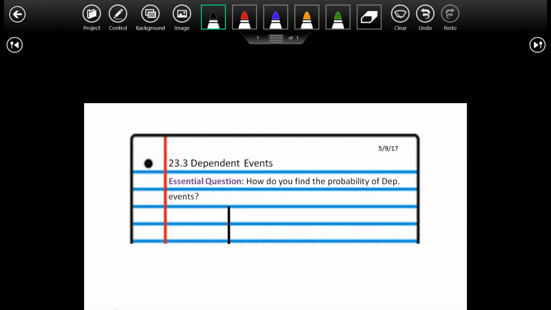Okay. Now, when looking at this, we ask ourselves, how do we find the probability of dependent events? What changes for that if we don't replace a marble? If we eat a candy in a box, what's the probability of getting another type of candy? Okay, so we're going to look at this.